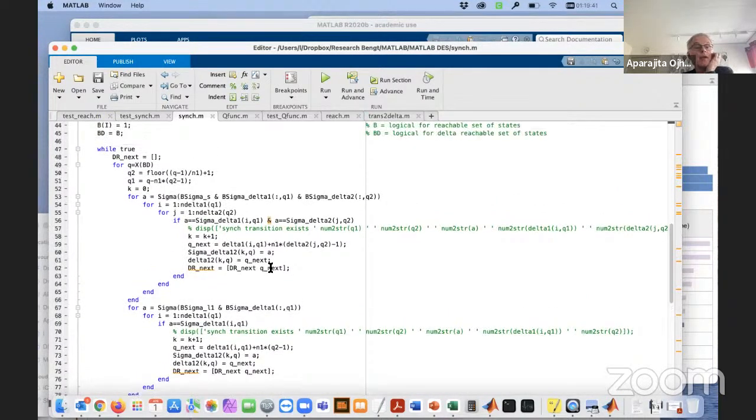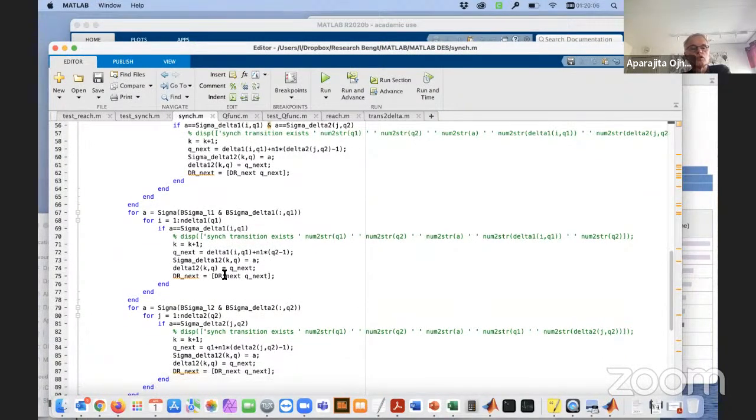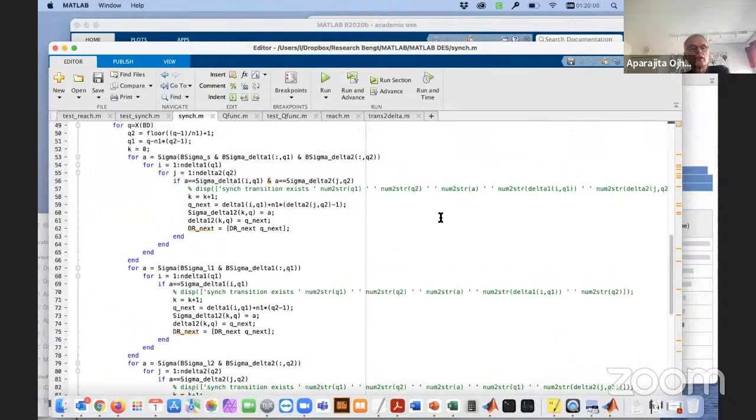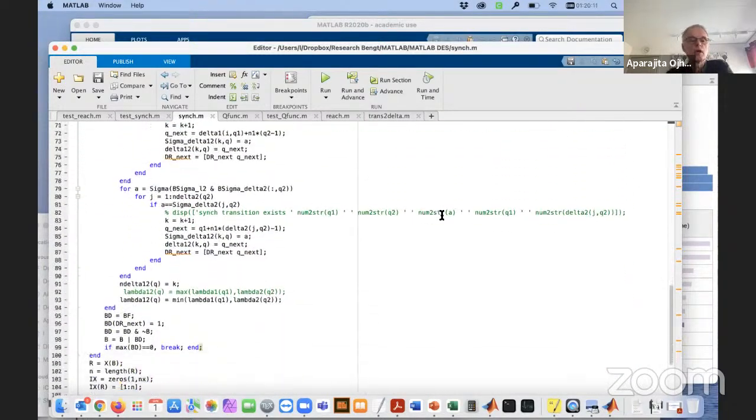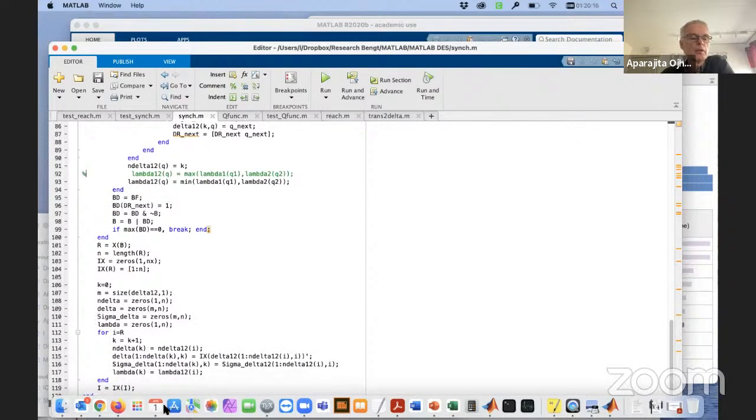So the long loop here, or the big loop here, is that we go through first the shared events, and then the local events in the first, and then the local events in the second one. And there are also some display functions here that can be added to see what happens. And then the update also of the lambda function, and then some cleanup in the end here.